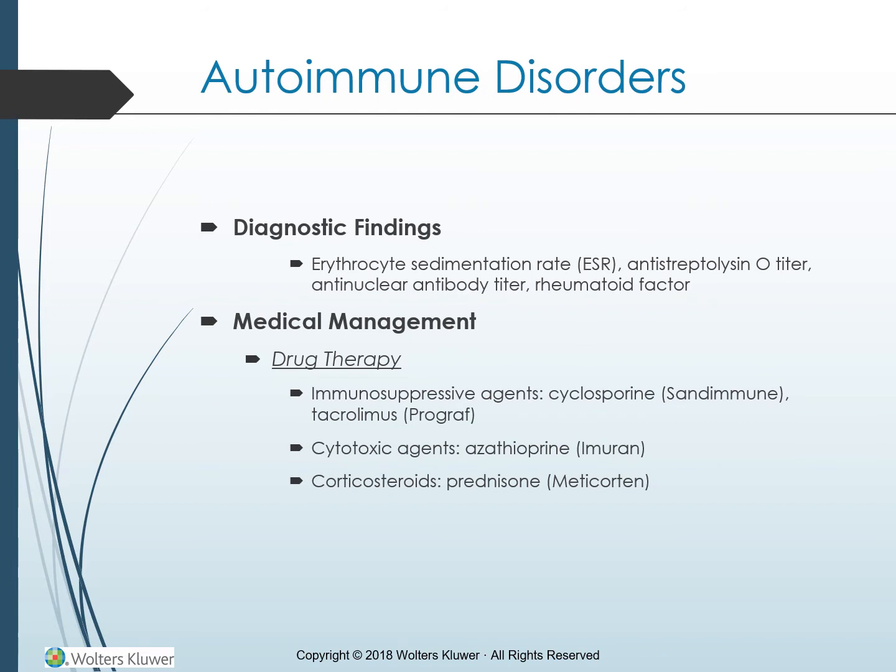Diagnostic findings. Diagnostic testing varies depending on the autoimmune disorder. Overall, elevated circulating antibodies are the hallmark findings for autoimmune disorders. Some examples include elevated erythrocyte sedimentation rate, anti-streptolysin O titer, antinuclear antibody titer, and rheumatoid factor.